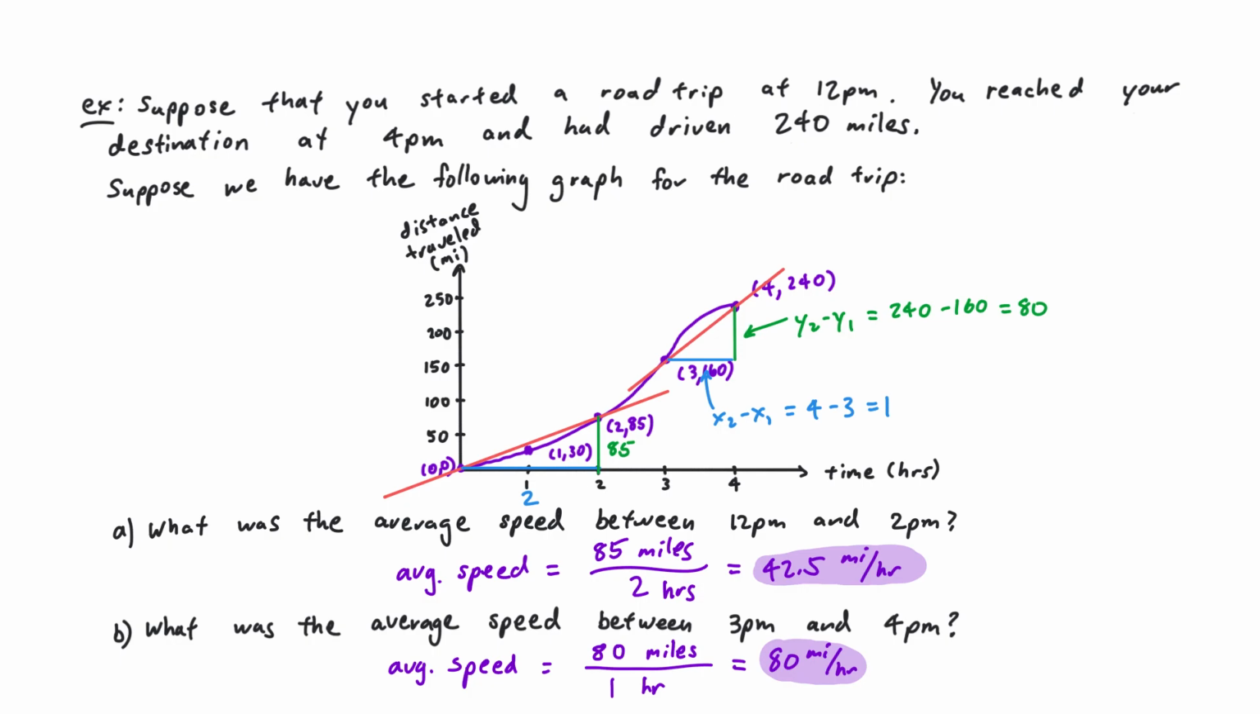So in this video, we learned about the difference between average rates of change and instantaneous rates of change. We also learned that the average rate of change on an interval is the same as the slope of the secant line connecting the two endpoints of the interval. In our next video, we'll learn how to compute the average rate of change for functions over an interval.